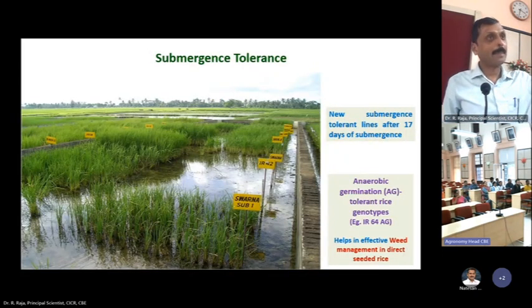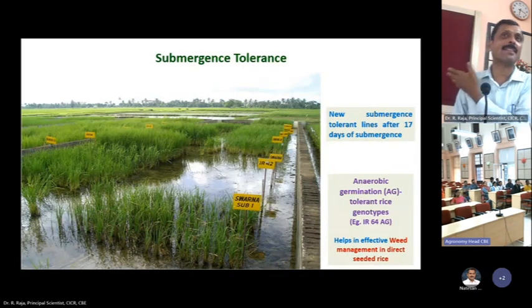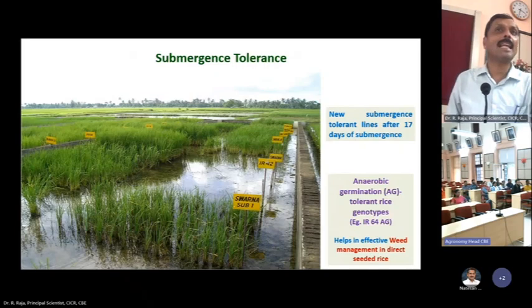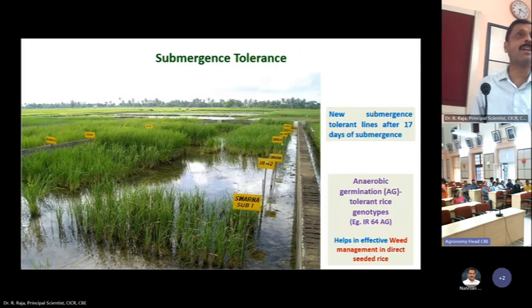So one example is this one, for temperature. Then there is submergence. Most of the rice is in delta areas. If there is heavy rain for 2-3 days, submergence will occur.